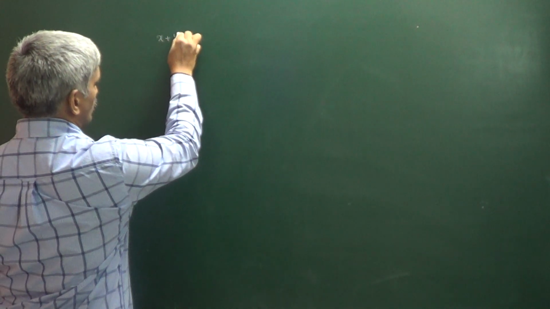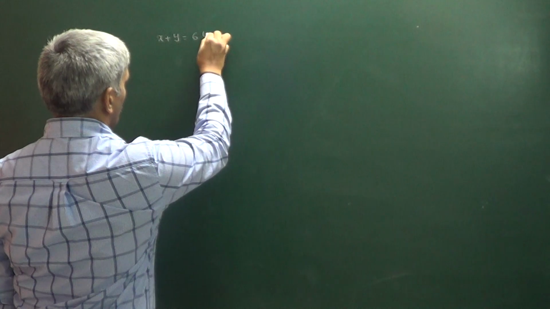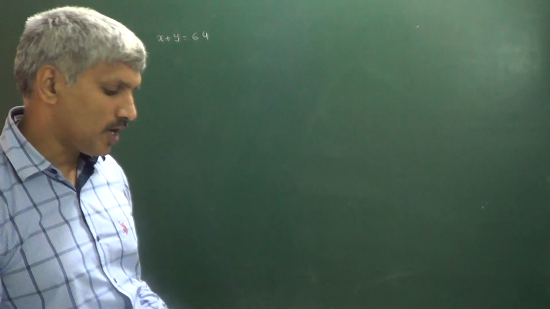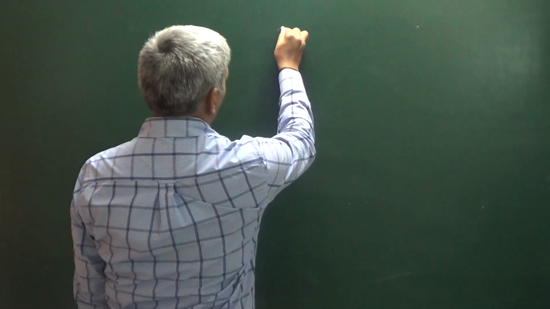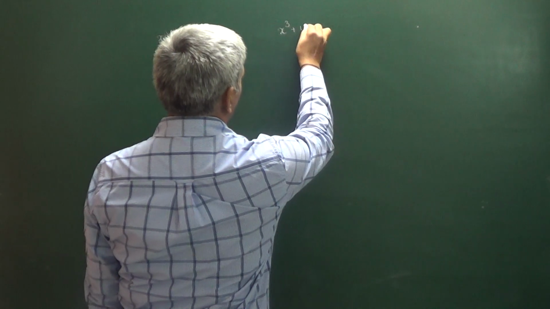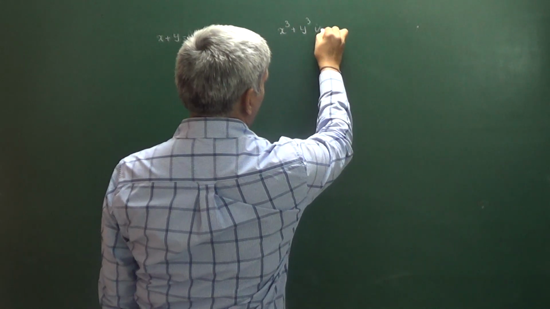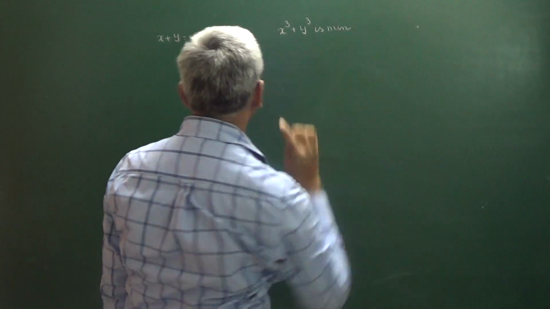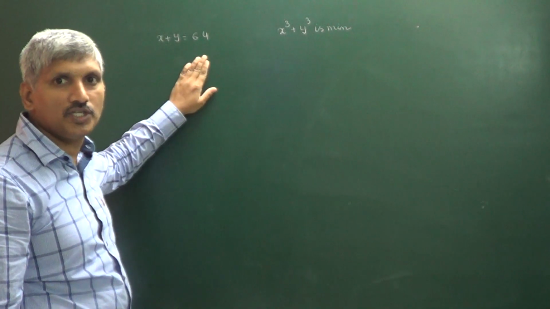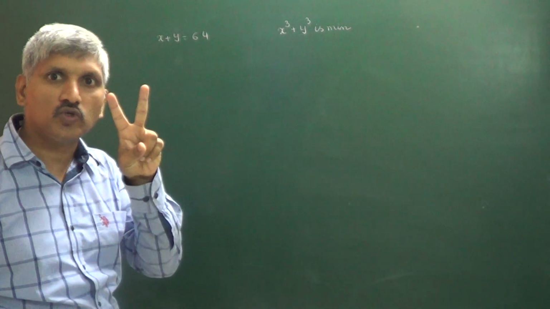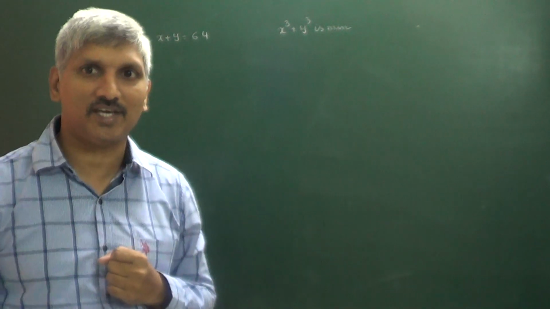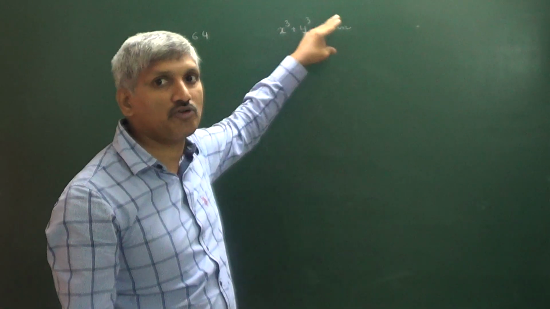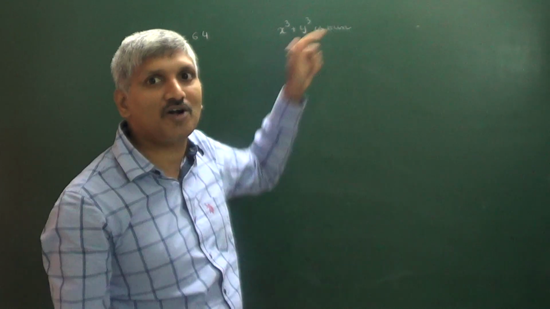So this is the information given. Divide 64 into two parts such that the sum of the cubes of the two parts is minimum. That means x cube plus y cube is minimum. x plus y is equal to 64. That means 64 we are dividing into two parts. One part is equal to x, the other part is equal to y. We have to divide in such a way that this expression x cube plus y cube is minimum.